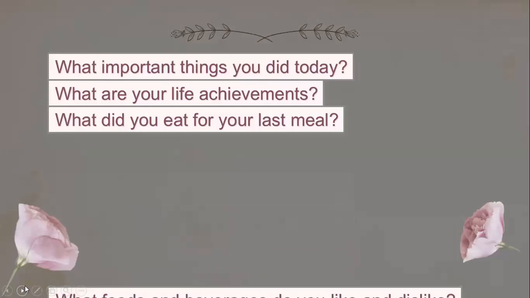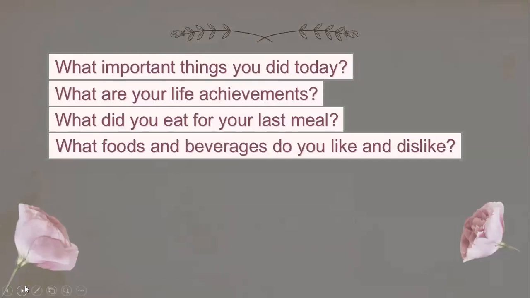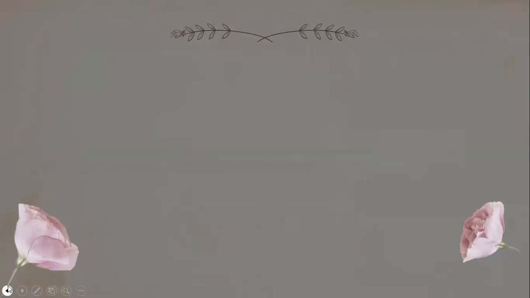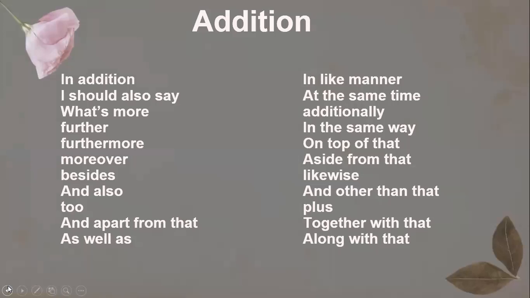Okay. Question number 4. What foods and beverages do you like and dislike? You can first talk about one, right? Like or dislike, or both is different. You can say, my favorite drink is Faluda. And apart from that, I am very fond of eating chocolate cake. Like that. Start.